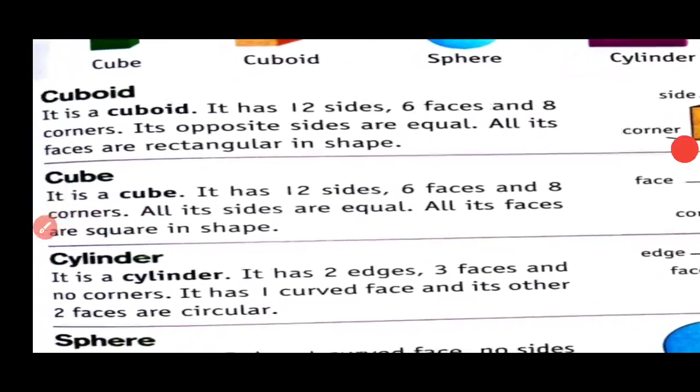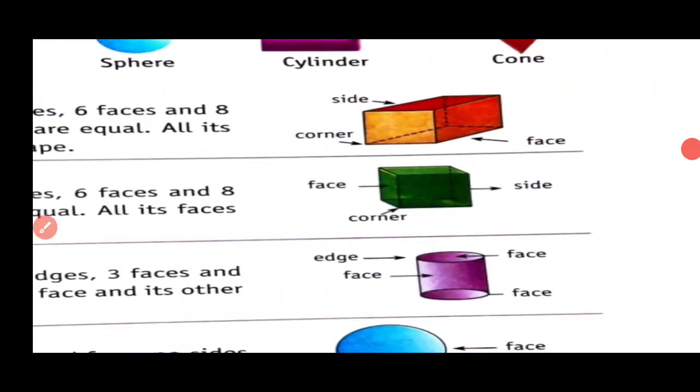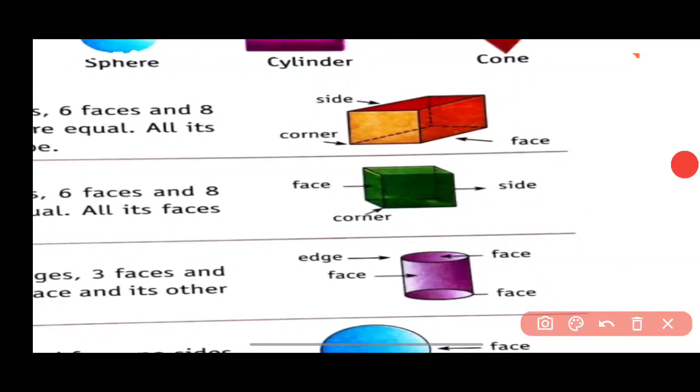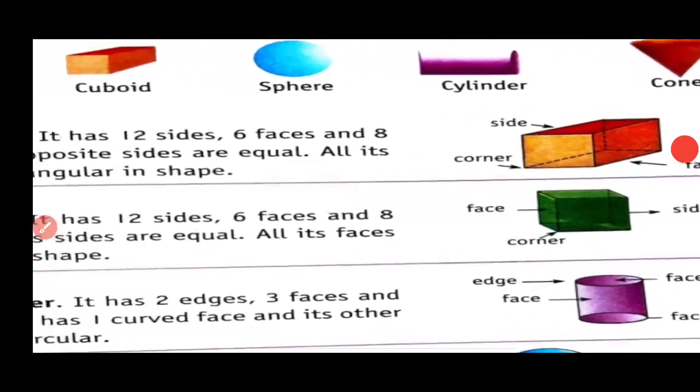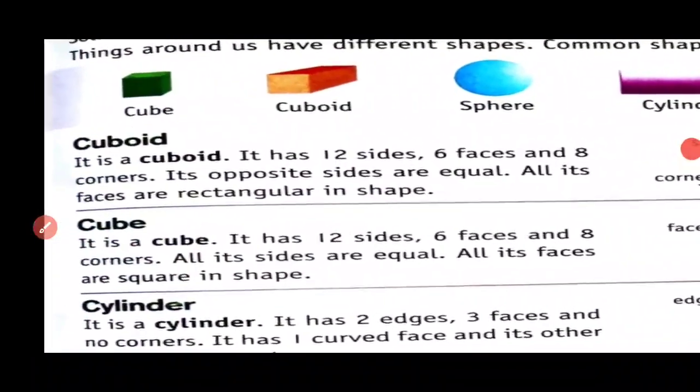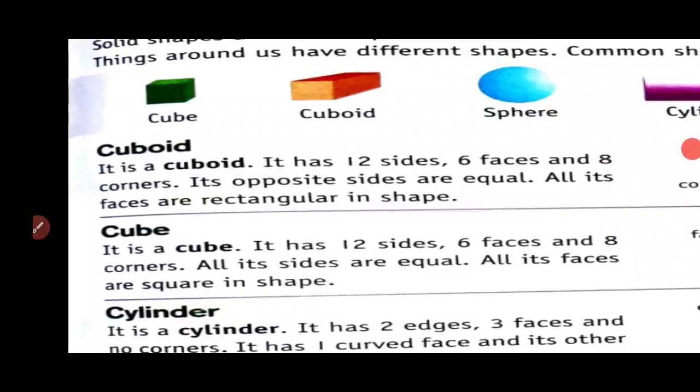The next picture is of a cube, children. A cube also has 12 sides just like a cuboid, 6 faces and 8 corners. Now the only difference between a cube and a cuboid is that in a cuboid the opposite sides are equal, and in a cube all the sides are equal.